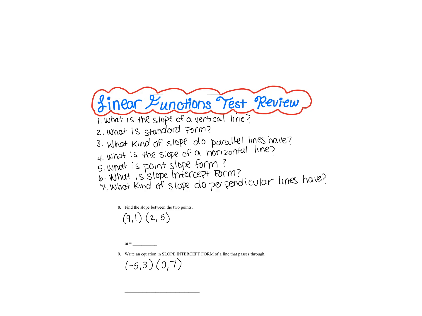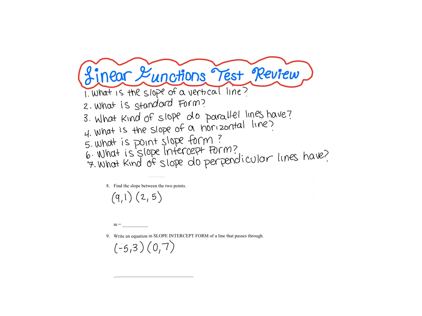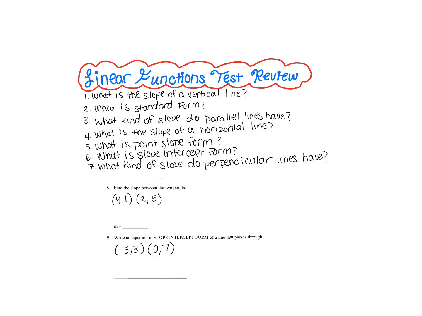So, the first 7 questions, there's no math. You just need to know the basics. So the first question, what is the slope of a vertical line? Well, a vertical line is a line that looks like this, right? What kind of slope do lines that are going straight up and down, a vertical line, have? Undefined.